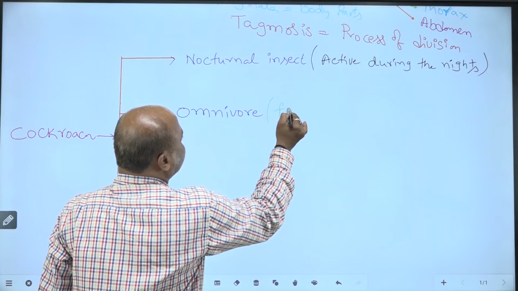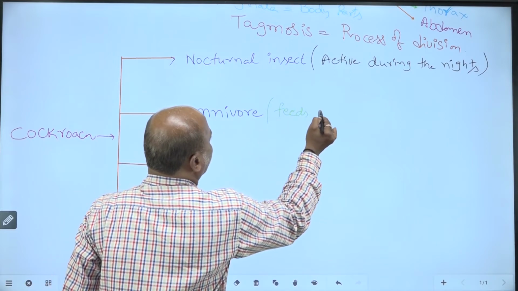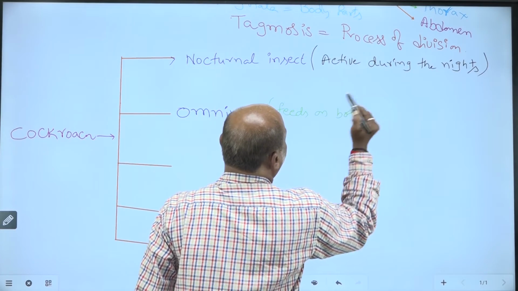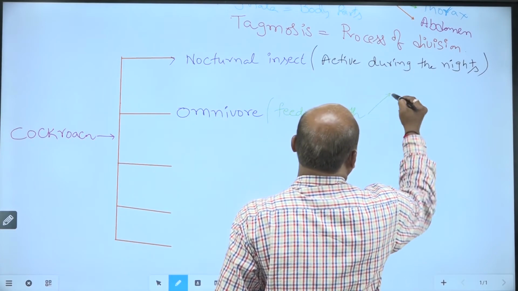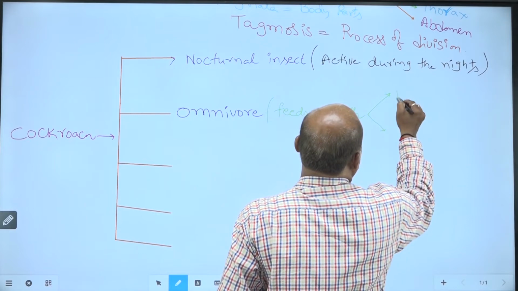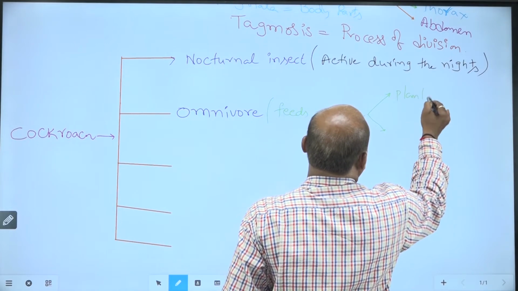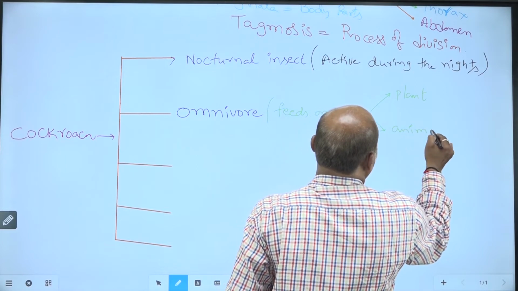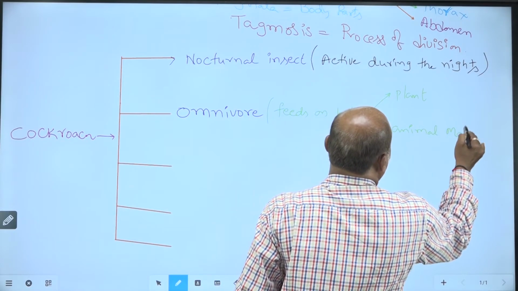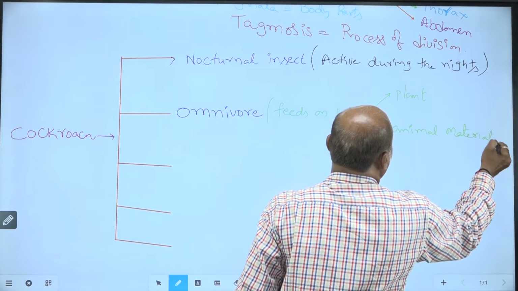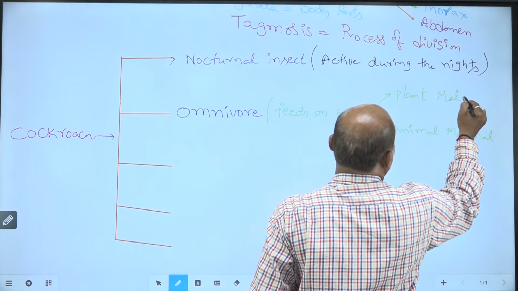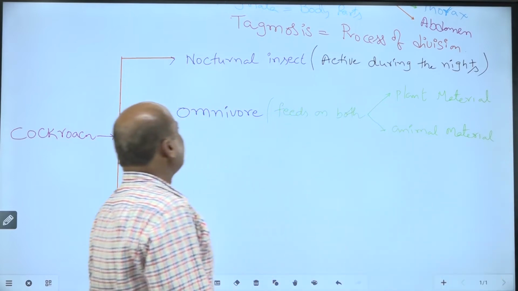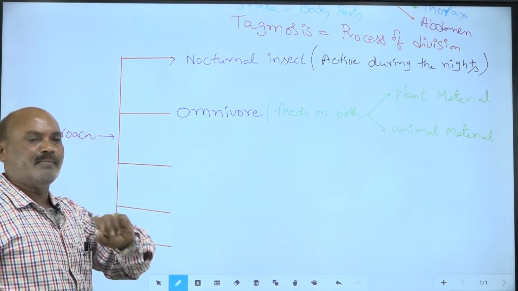That means it feeds on both plant material as well as animal material, that is flesh. So based on the feeding habits, cockroach is an omnivore.